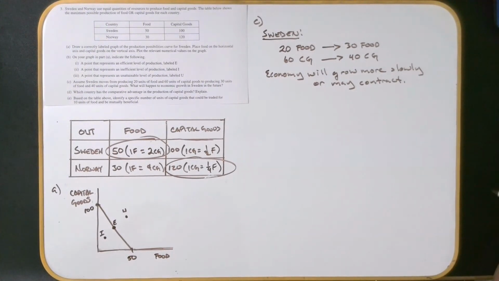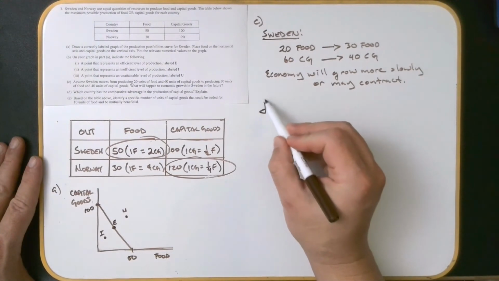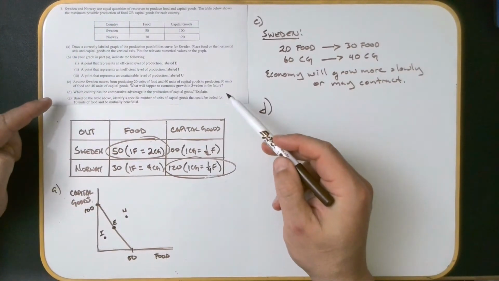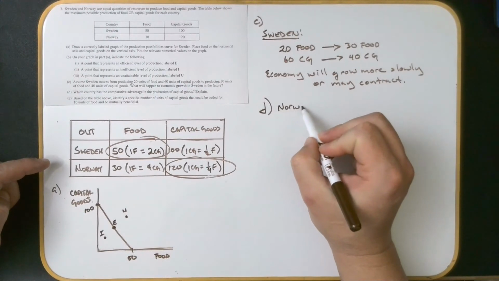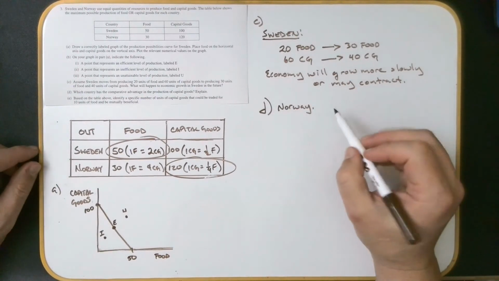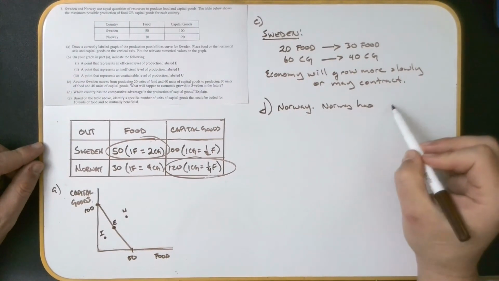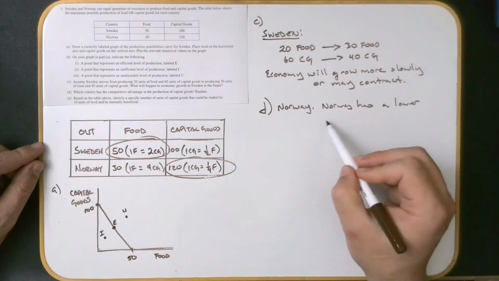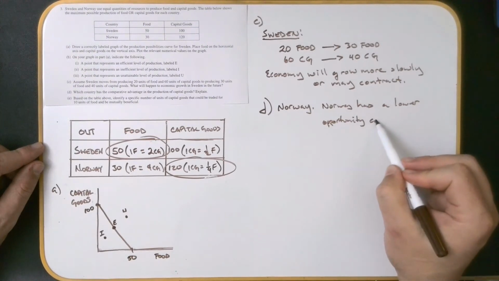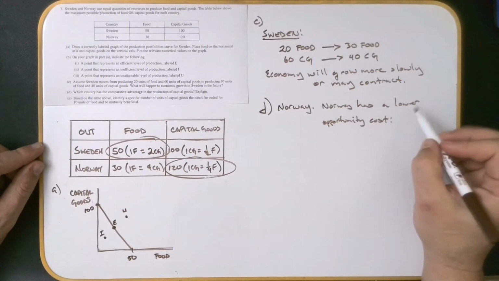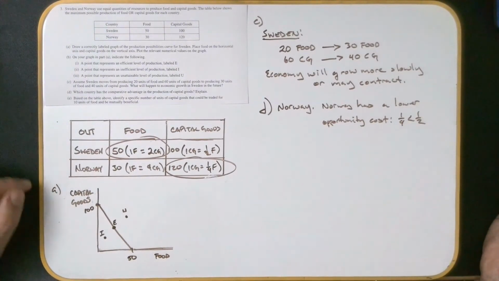All right, let's move on to D. D says, which country has a comparative advantage in the production of capital goods? Explain. Well, I guess now we can come back to here. The capital goods one was this one, and so that was Norway. So Norway, get your point for saying the right country, and then explain Norway has a lower opportunity cost. And you could actually say 1/4 is less than a half. That's how we determined that.